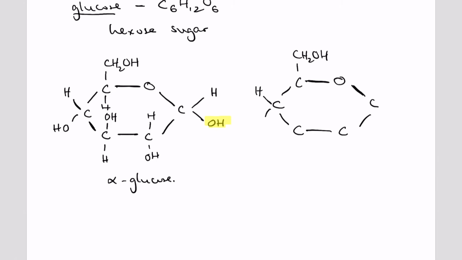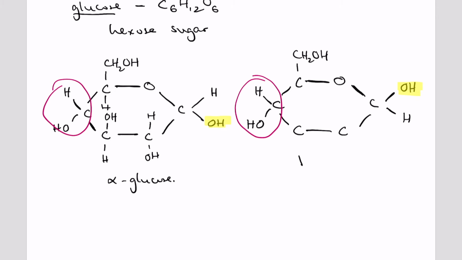Again, you'll notice that the OH group and the H on the left side are the same on both molecules. So this bit here and this bit here are exactly the same. It's just the OH group on the right hand side of this molecule that's changing. And we call this beta glucose because the OH group is at the top.